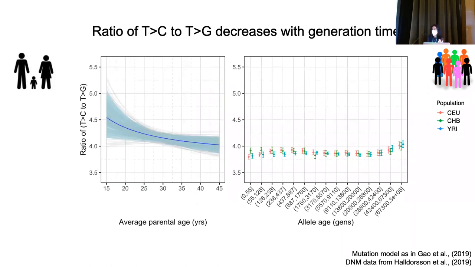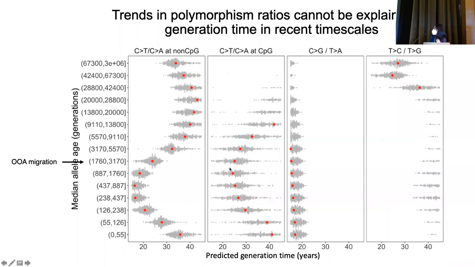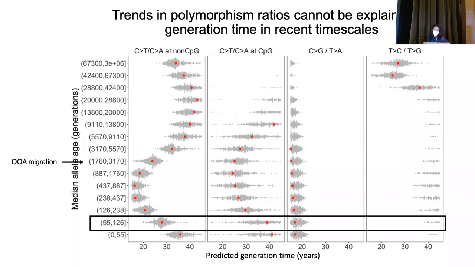We can repeat this analysis for different types of mutations, for different age bins, and then see how the generation time varies over time. And in doing so, what we find is that the generation time has very different values using different mutation types, as well as over different time scales. So let's look at just one window, for the time period of 55 to 126 generations.